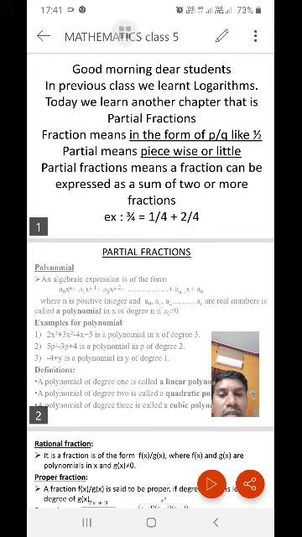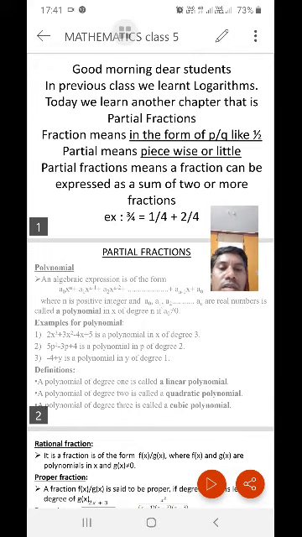For example, 3 minus 4 plus y. Here y power 1, so the degree is 1. If the power is 1, we say linear polynomial. If the power is 2, we say quadratic polynomial. If the power is 3, we say cubic polynomial.